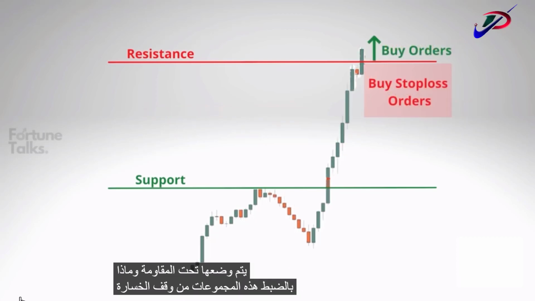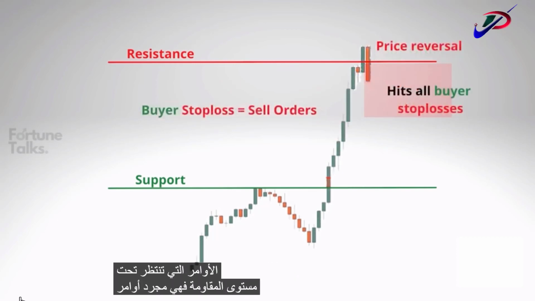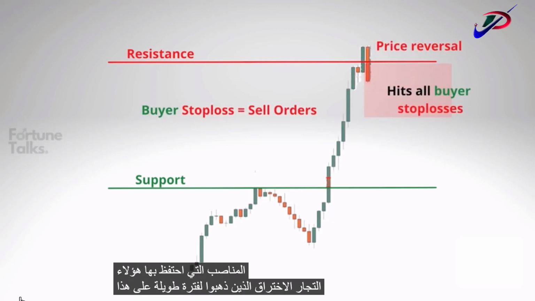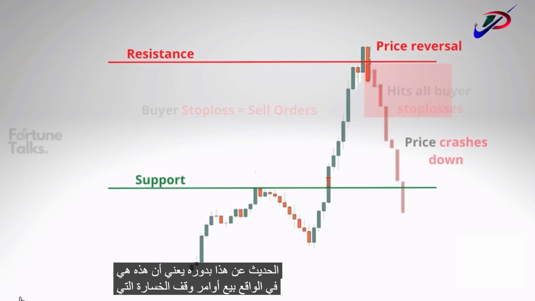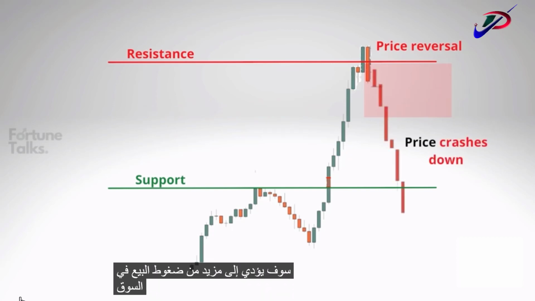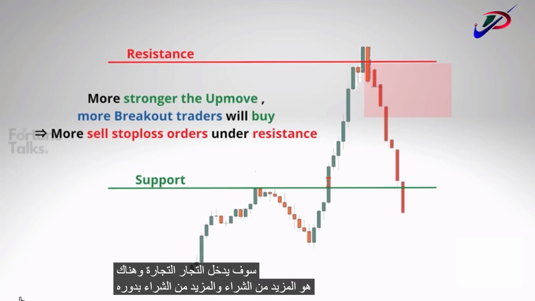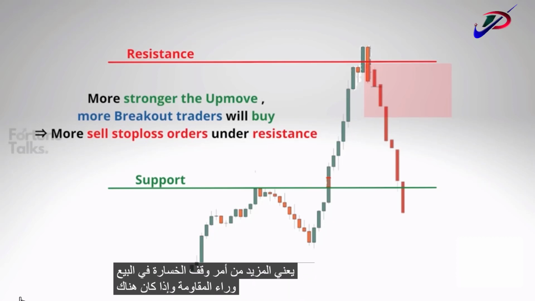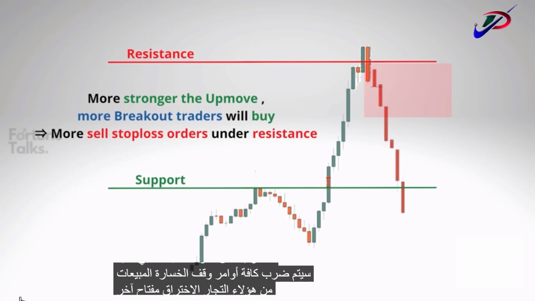And what exactly are these clusters of stop loss orders that are waiting under the resistance level? They are simply orders to exit the market or square off the positions which were kept by those breakout traders who went long on the stock. This in turn means that these are actually sell stop loss orders which will induce further selling pressure in the market. Now, the stronger the bullish move is into the market structure, the more breakout traders will enter the trade, and there is more buying, and more buying in turn means more sell stop loss orders behind the resistance. And if the price reverses towards the downside, it will hit all the sell stop loss orders of these breakout traders.